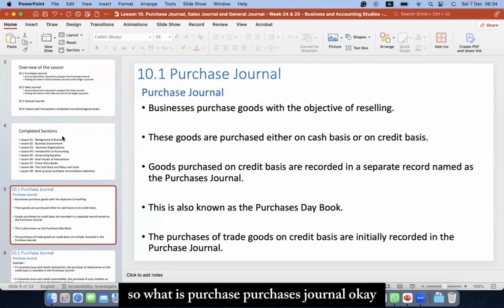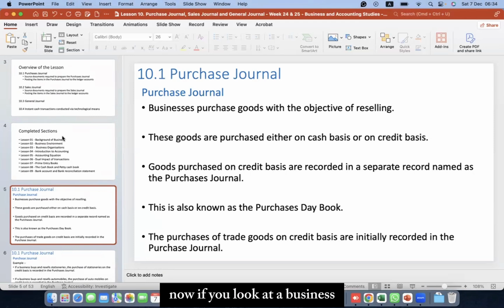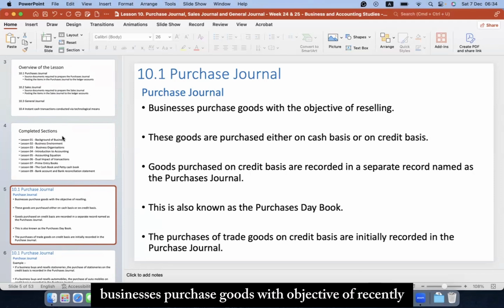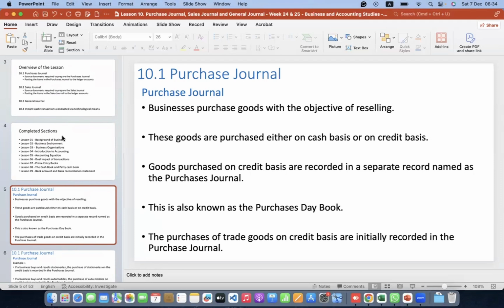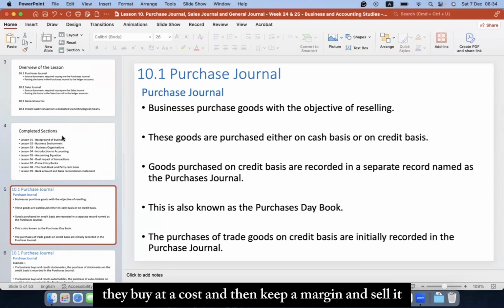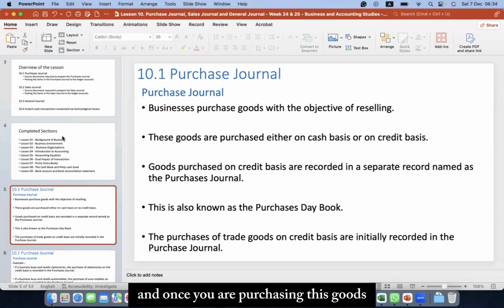Okay. So what is purchases journal? Now, if you look at a business, businesses purchase goods with the objective of reselling. Any business will purchase goods to resell. They buy at a cost and then keep a margin and sell it. And once you are purchasing these goods and selling them, you can sell it based on two bases. One is cash basis, the next one is the credit basis. So when you look at the purchases journal, we record credit basis goods. Now, goods purchased on credit basis are recorded in a separate record named as purchases journal.